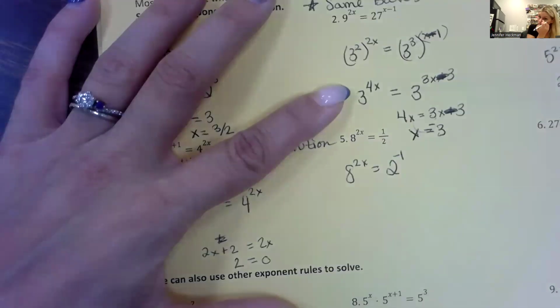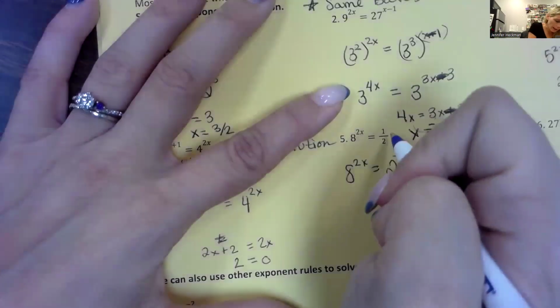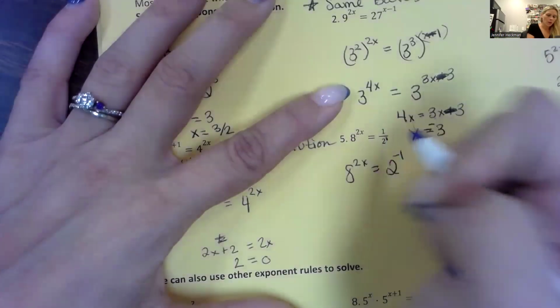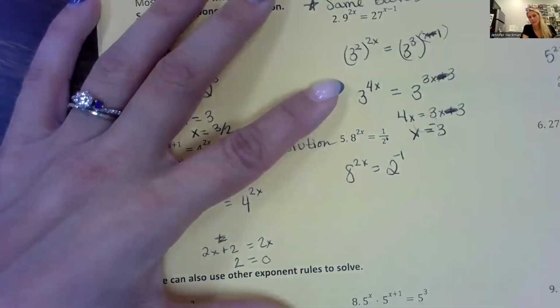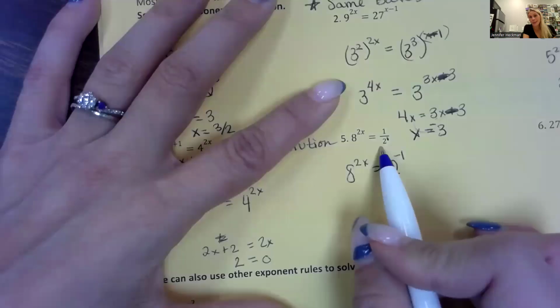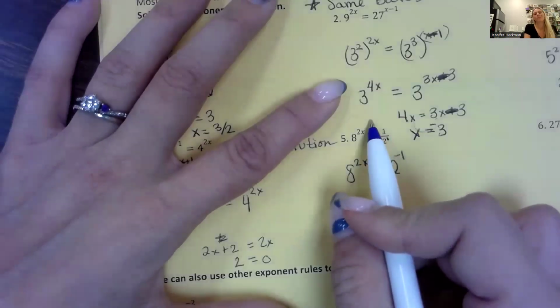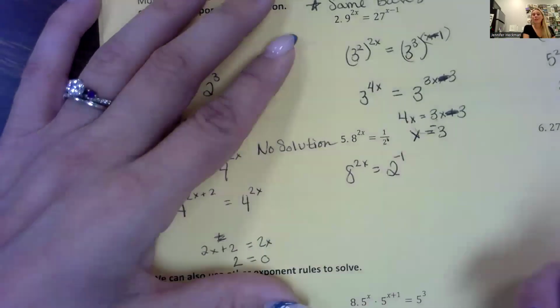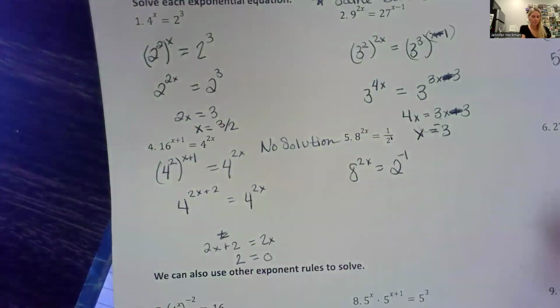Now, how did I know it was going to be 1? Well, 1/2 is actually 1 over 2 to the first. And then I move it up, and because it was happy in the basement, it's now going to be sad or negative in the numerator, okay? And now it looks like one of the ones we've done from 1 through 4.